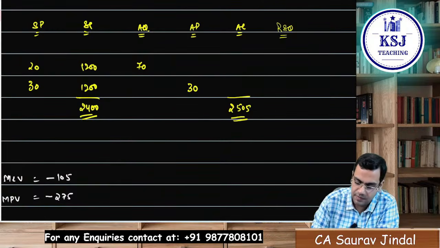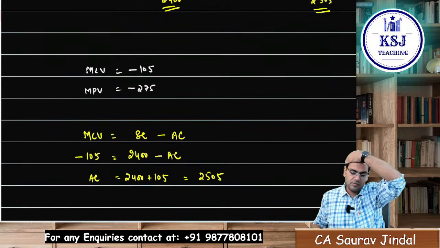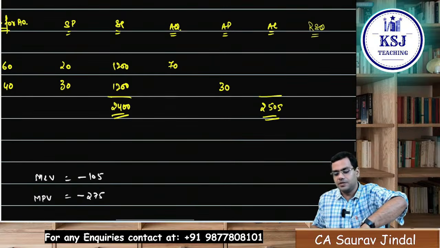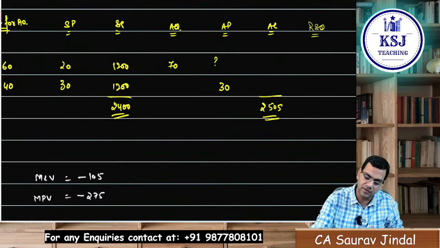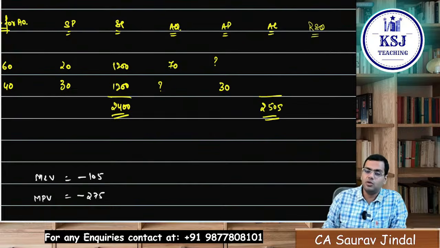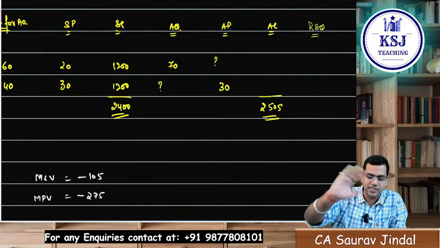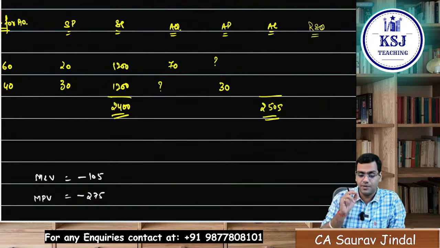Okay sir, so actual cost will be 2505. But sir, this will not serve our purpose. From here we will not be able to calculate this price, we will not be able to calculate this quantity. Nothing we will be able to do, sir. We have calculated the total actual cost, that's fine, but we are not able to find out the actual cost for per product, for A, for B.